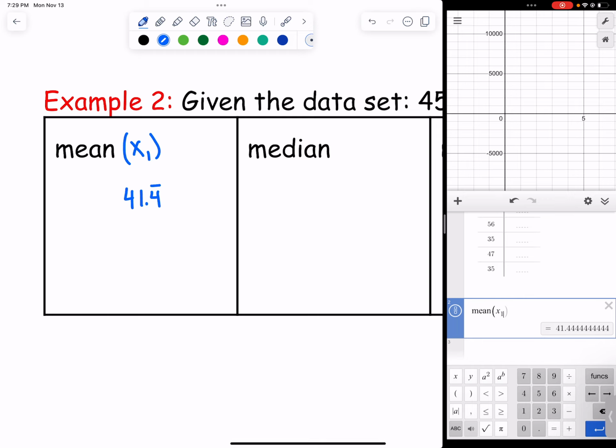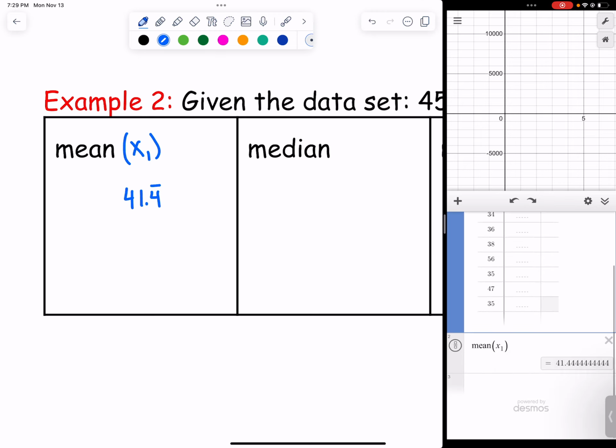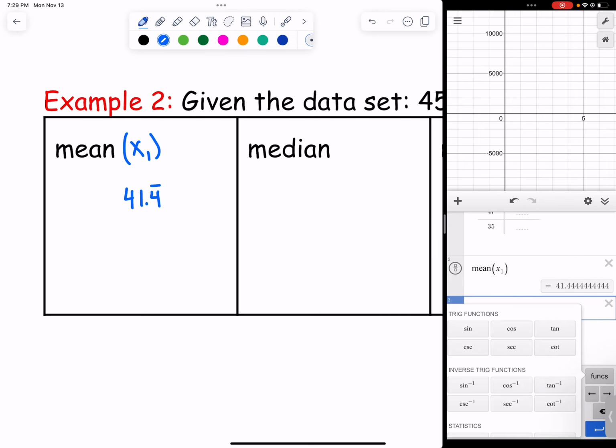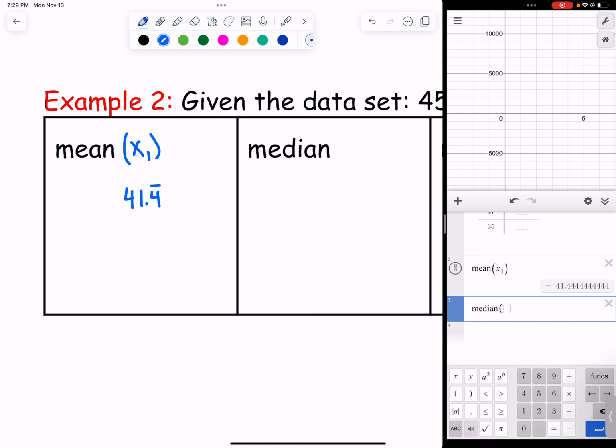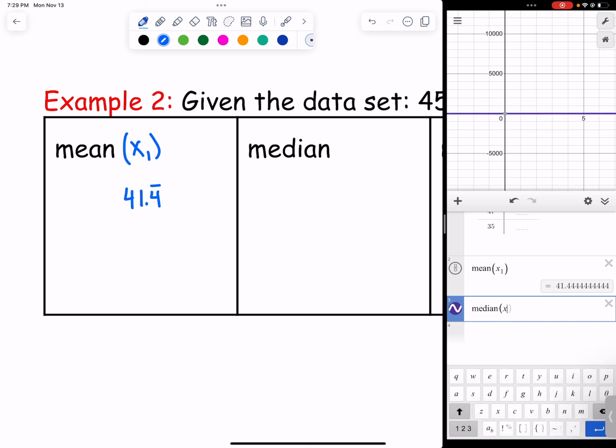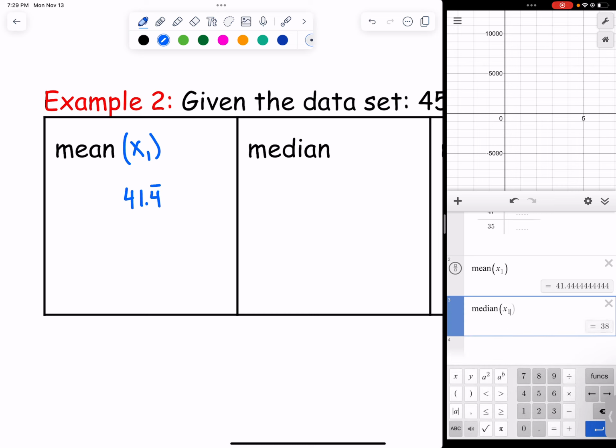And then I want the median. I'll just leave that there. So let's find the median now. So go to functions and statistics and put median X sub 1, and that gives me 38. So the median of X sub 1 is 38.